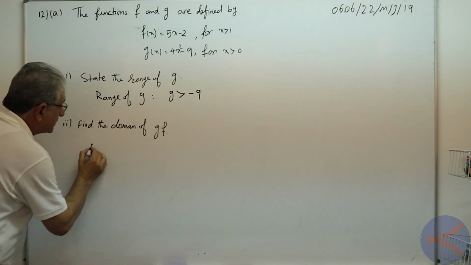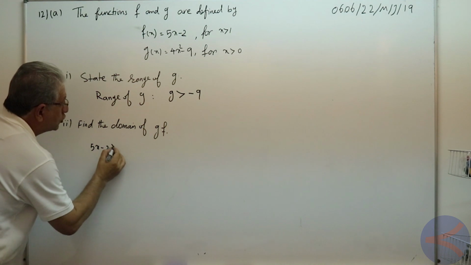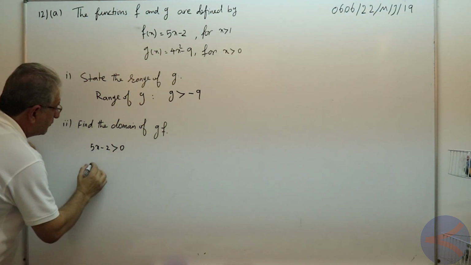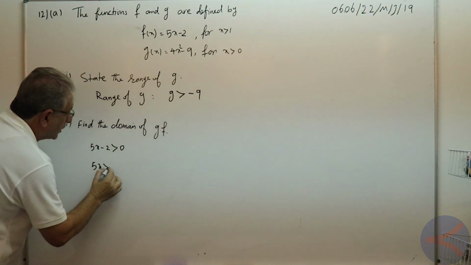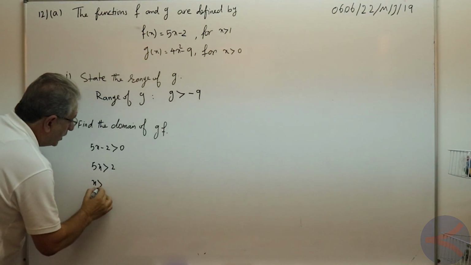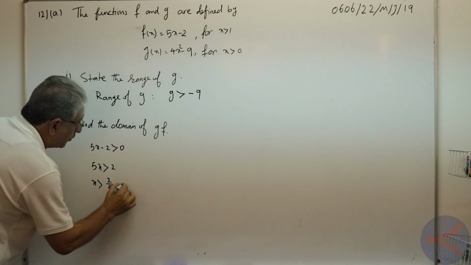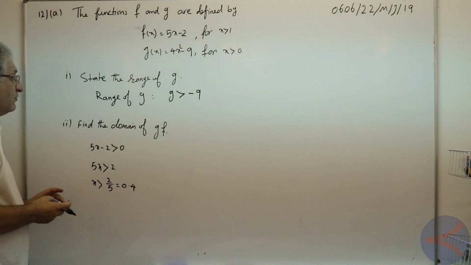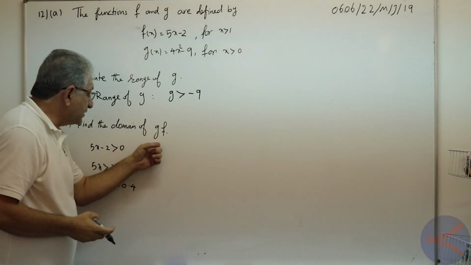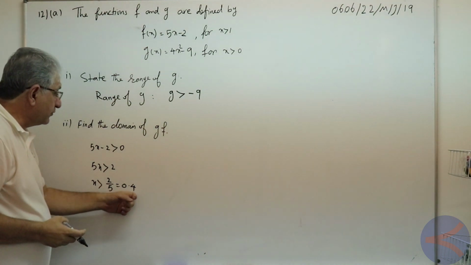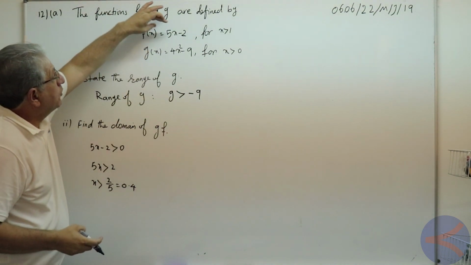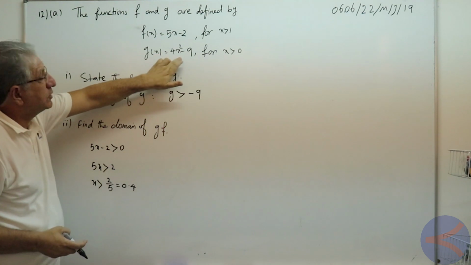Therefore 5x minus 2 should be more than 0. Therefore 5x should be more than 2. Therefore x should be more than 2 over 5, which is 0.4. Therefore all the values which you can put inside this function should be more than 0.4, so that this is a positive number and you can put it here.